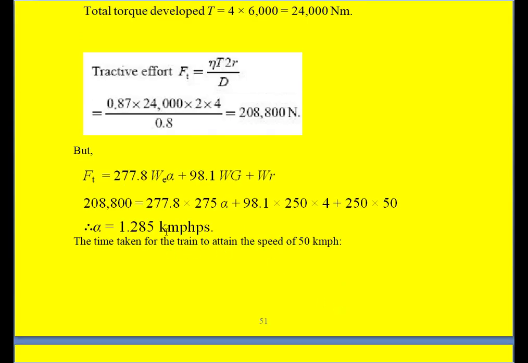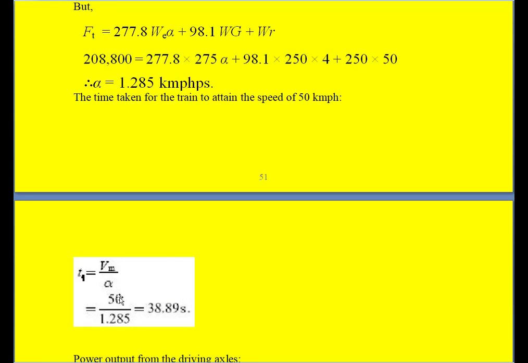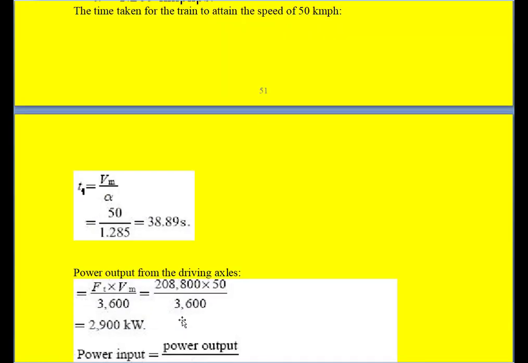we can calculate from the trapezoidal curve the accelerating period, that is T1 equal to Vm divided by alpha. Vm we know is 50 kilometers per hour, divided by alpha, which is 1.285 kilometer per hour per second. So we get 50 divided by 1.285, which gives 38.89 seconds. This is the accelerating period time.